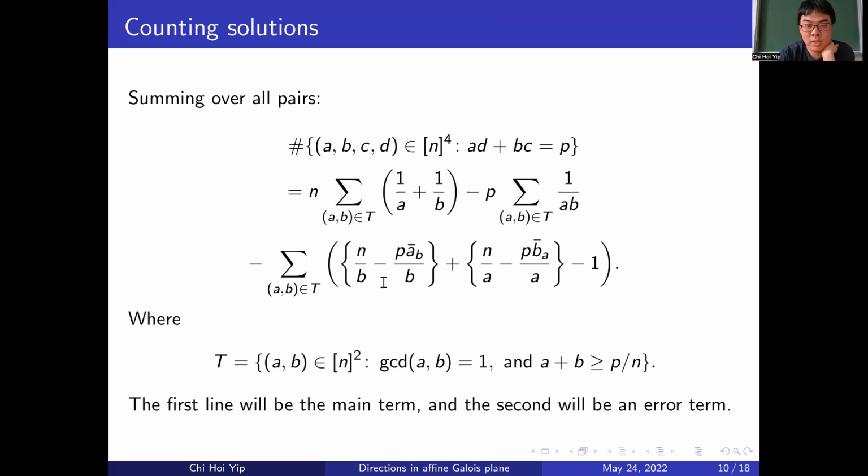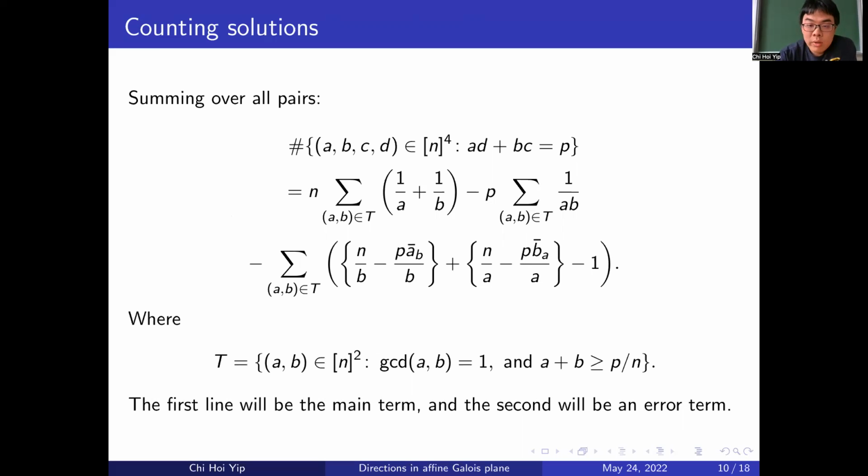And the heuristic is that if we believe that our fractional parts behave randomly and uniformly, then the expectation of this is half, and the expectation of this is also half. So the expectation of the whole thing is 0. That means we expect that this will be small. Here we are summing over T. The T is the set of co-prime pairs such that A plus B is at least P over N.